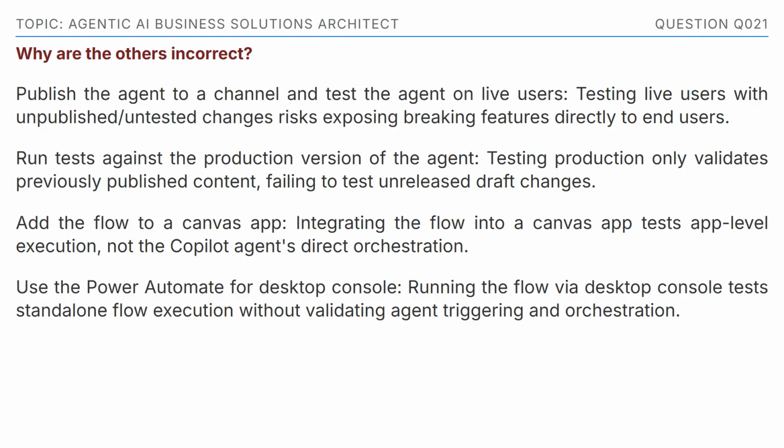Add the flow to a Canvas app. Integrating the flow into a Canvas app tests app-level execution, not the Copilot agent's direct orchestration. Use the Power Automate for desktop console. Running the flow via desktop console tests standalone flow execution without validating agent triggering and orchestration.